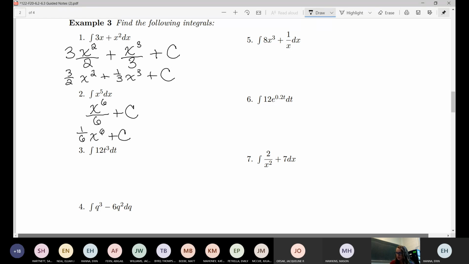For the next one, we have 12t cubed dt. So the 12 can come along for the ride. And now we need to take the antiderivative of t cubed: add 1 to the power, divide by the new power, plus c.